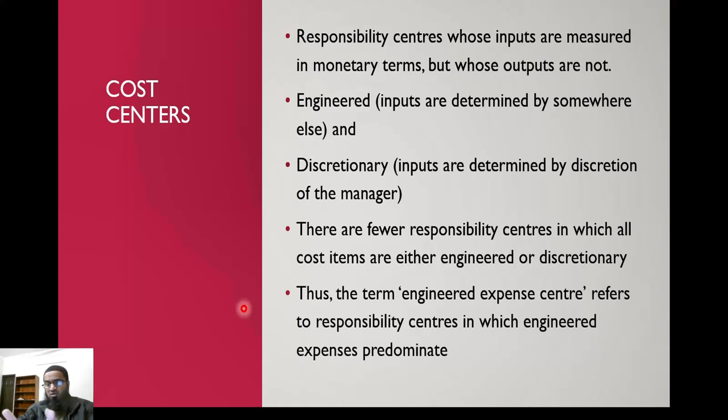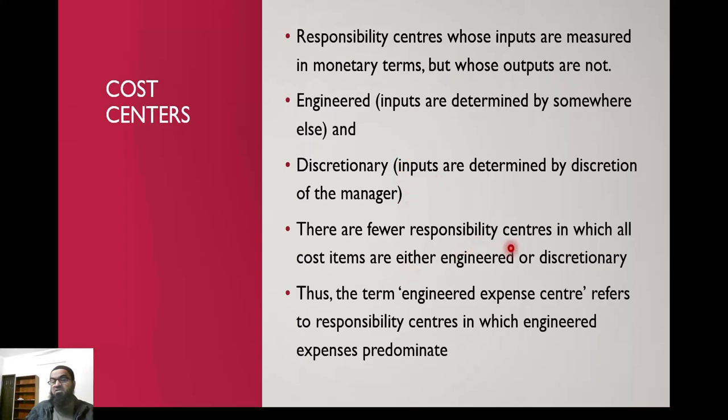So when we say it is a discretionary cost center, it means the manager is actually responsible to control the expenses. To some extent, the authority is delegated to the manager of that particular department. So over the cost centers, we see that the resources, the inputs, can be measured in monetary terms, but the output cannot be measured in monetary terms, right? So these are the engineered ones and these are the discretionary ones.